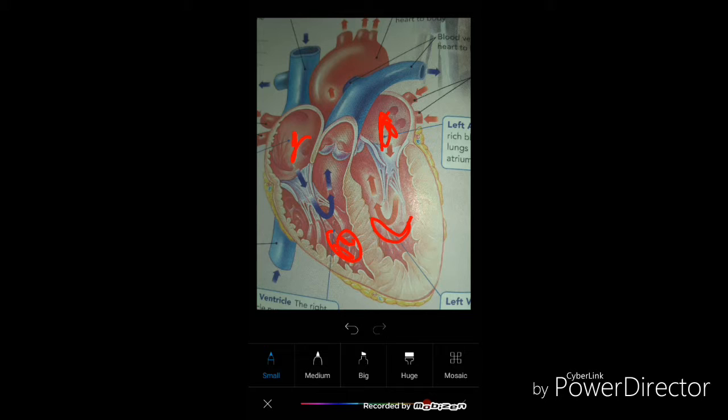Now I'm going to tell you that the blood comes to the atrium. The atrium gets the blood. So the blood goes to the ventricle, and as I told you, here is the valve. In this area there is a valve. This valve closes. So when the ventricle pumps, the blood goes in this direction and then to the cells.